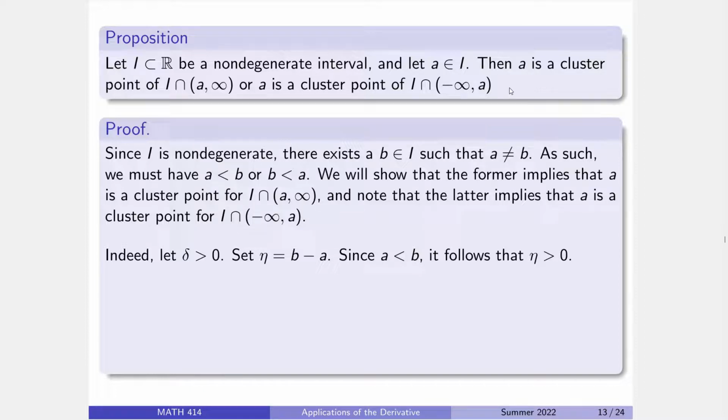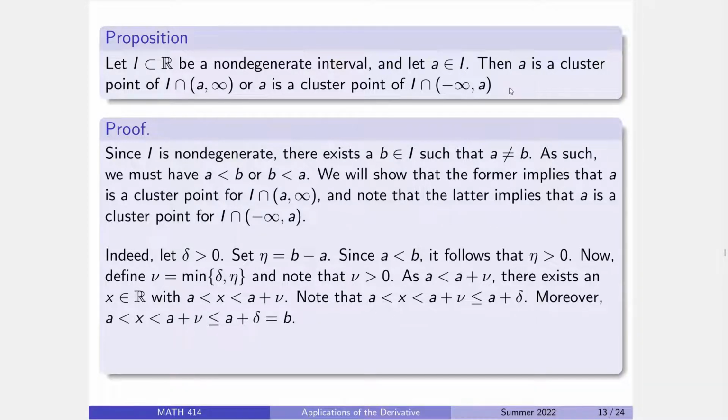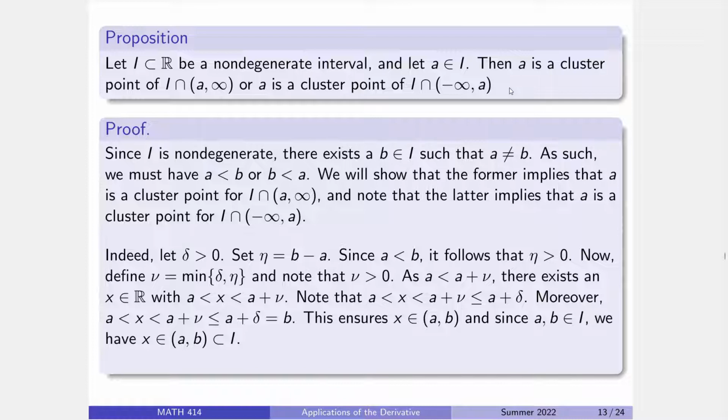Since A is less than B, A is strictly positive. Define nu to be the minimum of those two things. Note that it's got to be positive. Add it to A, and I can find something between the two. That thing needs to be within delta of A, and it needs to live in my interval, because A and B both live in the interval, so anything between them is in my set. And there we go.